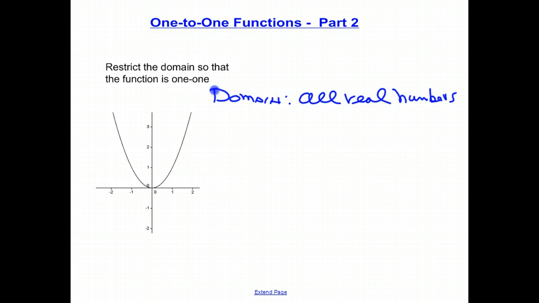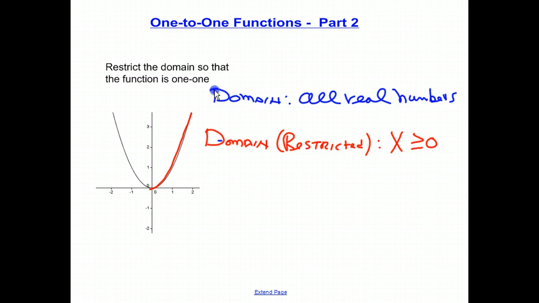What if we want to restrict it to some subset of all those x values? One obvious one might be all positive numbers. So let's make the domain x greater than or equal to 0. What that means, if I draw it on the graph, I'm going to outline all the values on this graph for which x is greater than or equal to 0. And you notice, there it is.